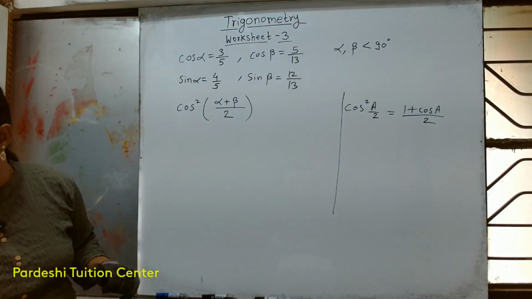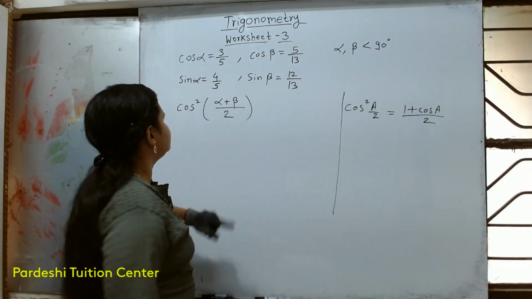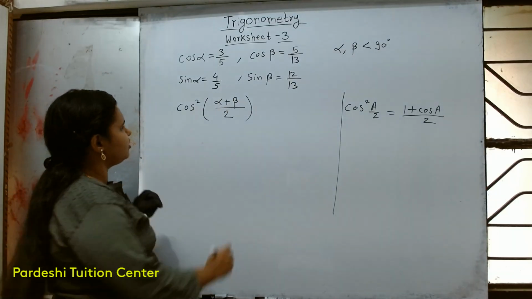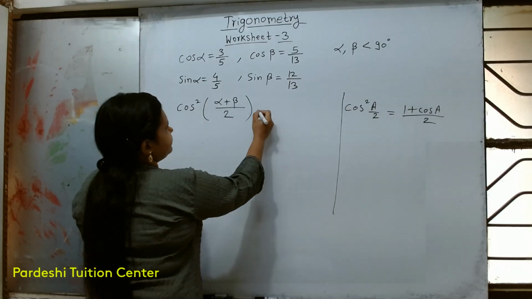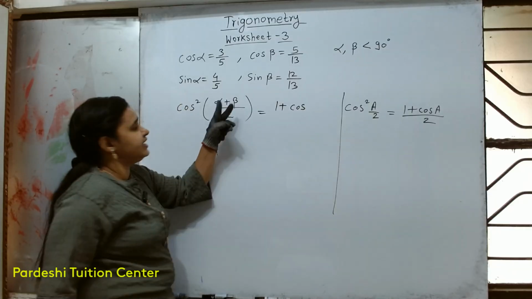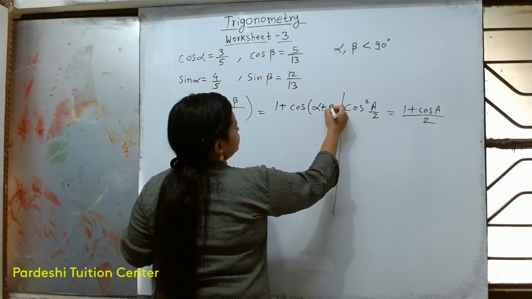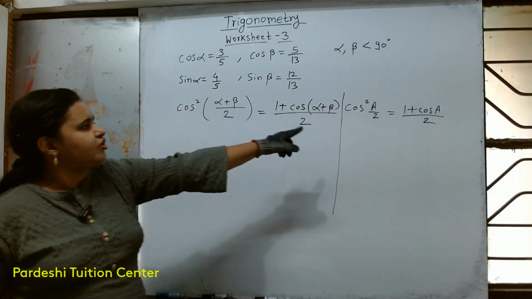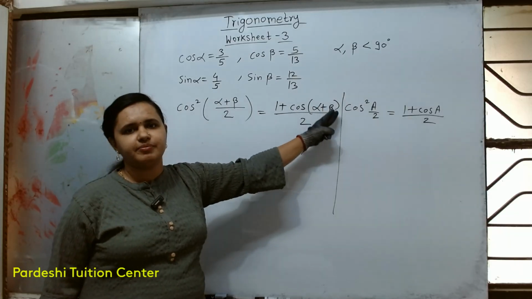Cos square A by 2 is 1 plus cos A upon 2. If we consider alpha plus beta as A, we can write it in that formula. It is cos square A by 2, so it will be 1 plus cos A, where A here is alpha plus beta. So we will write alpha plus beta by 2.